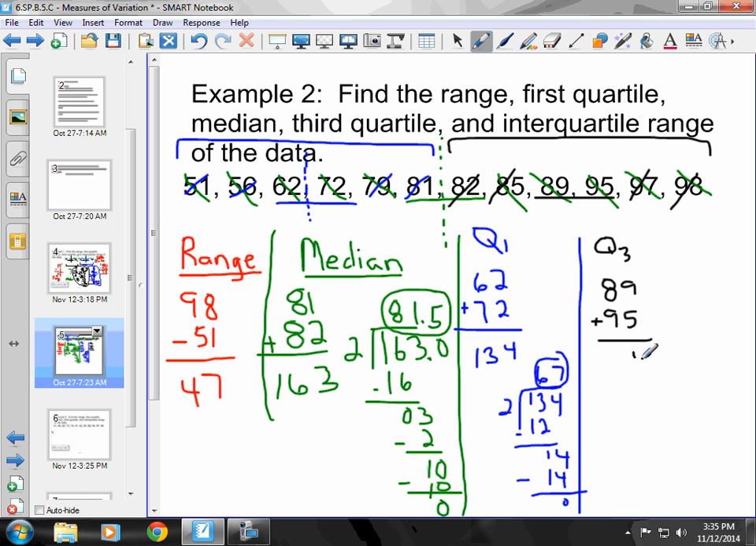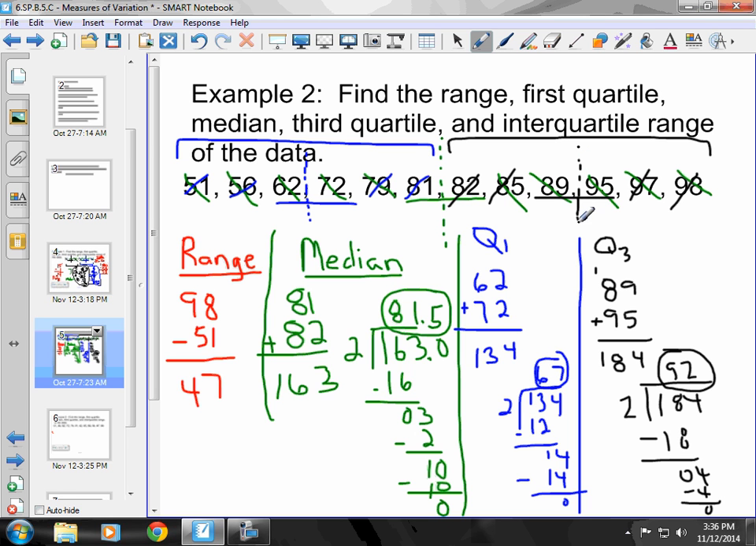9 plus 5 is 14. 8 plus 9 plus 1 is 18, so I have 184. Let's do 184 divided by 2. 2 times 9 is 18. Bring down my 4. 2 times 2 is 4. So therefore my Q3 is 92, which would fit somewhere directly in between those two numbers.